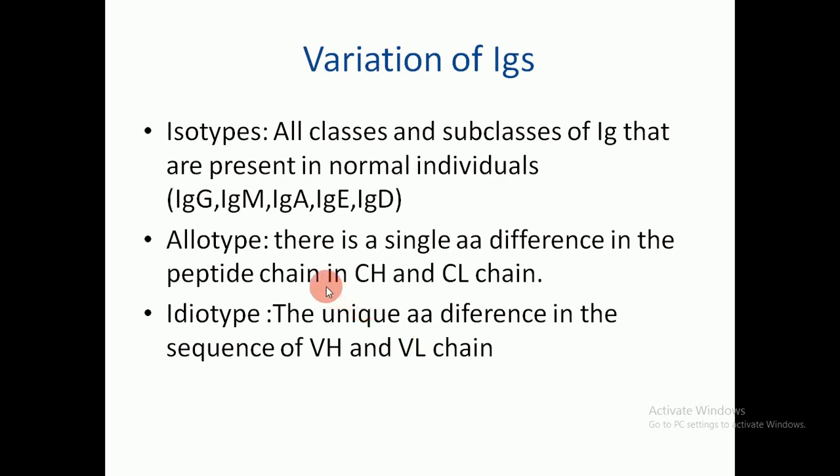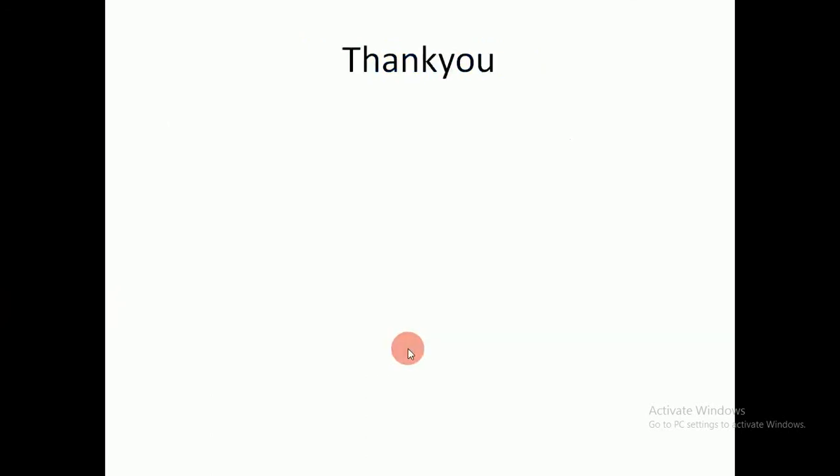Variation of the immunoglobulins. We discussed previously the isotypes, which are all the classes and subclasses of immunoglobulin that are present in normal individuals: IgG, IgM, IgA, IgE, IgD. While allotype is a single amino acid difference in the peptide chain, in the constant heavy chain and constant light chain, so it is called allotype. The idiotype is the unique amino acid difference in the sequence of the variable heavy chain and variable light chain. So allotype is in the constant region, while idiotype is in the variable region. And thank you.